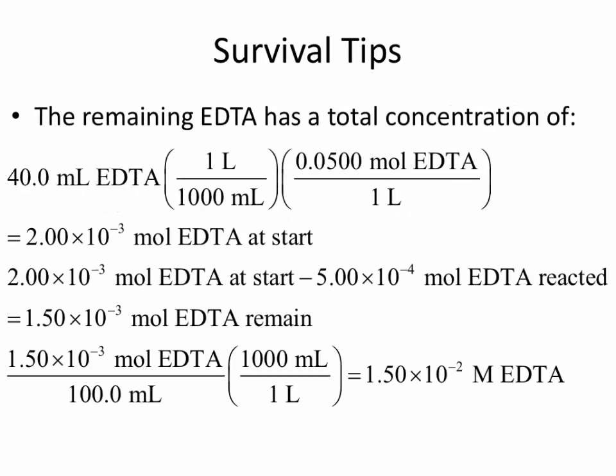And the remaining EDTA has a total concentration given here, where we have our 40 milliliters of EDTA converted into liters, times the initial concentration of our EDTA, and that gives us 2 times 10 to the minus 3 moles of EDTA at the start. Now, we know that we have reacted away 5 times 10 to the minus 4 moles of EDTA, and that means that 1.50 times 10 to the minus 3 moles of EDTA remain. Dividing by our volume of 100 milliliters, converted to liters, gives us an EDTA concentration of 1.5 times 10 to the minus 2 molar.